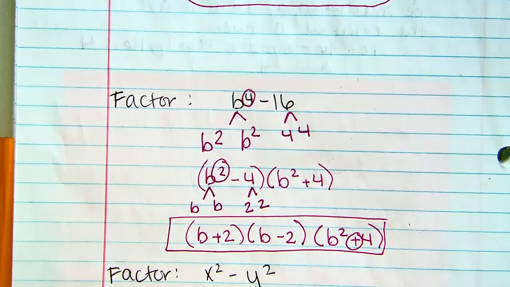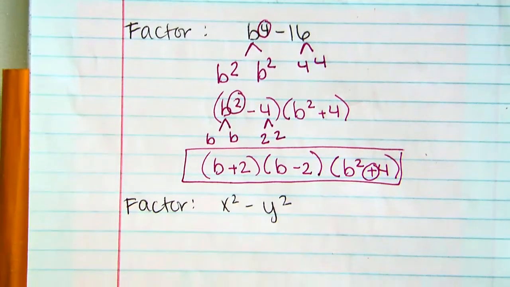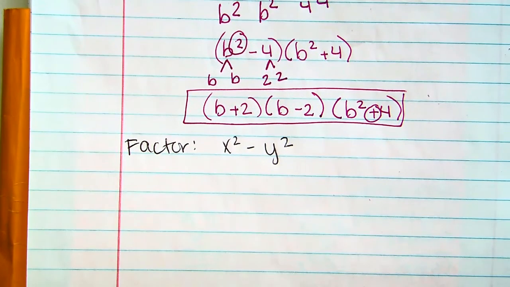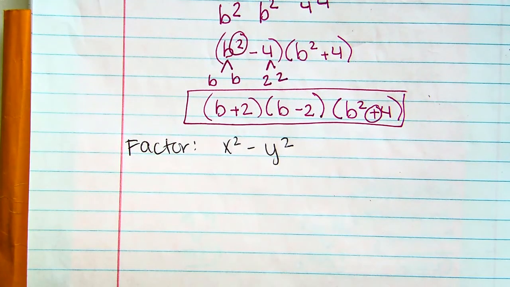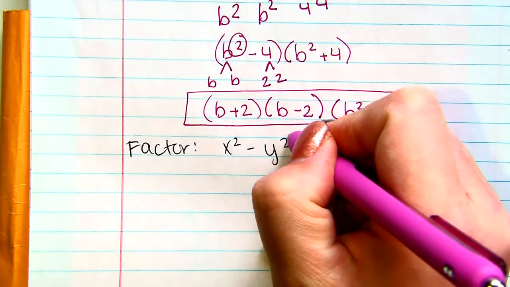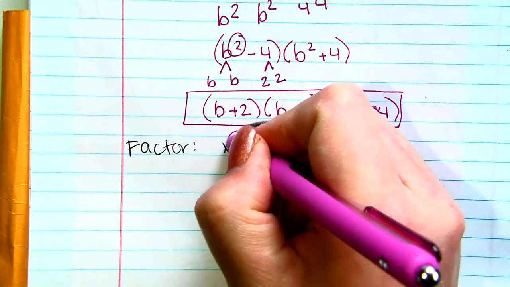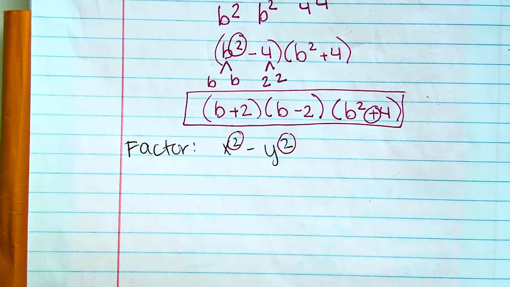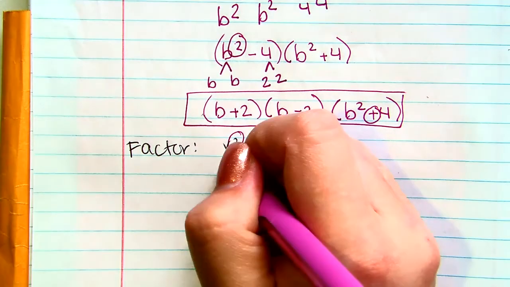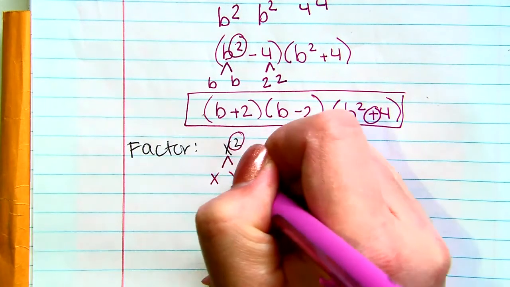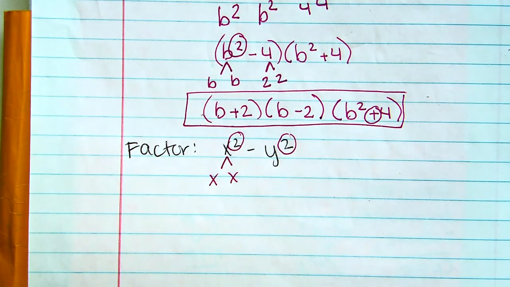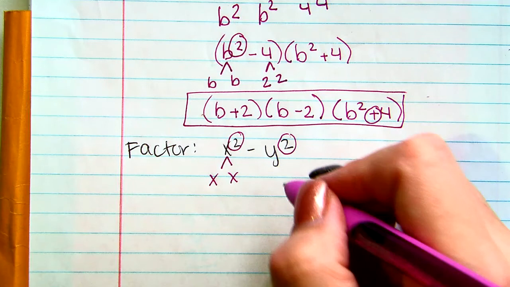Now the last problem that we have is this one here. X squared minus y squared, and that's it. Now we have no numbers here, so we're going to have to treat these squareds up top like our numbers. Now in this case, x times x would give me x squared. So I'm going to write that down. Now y times y would give us our y squared.